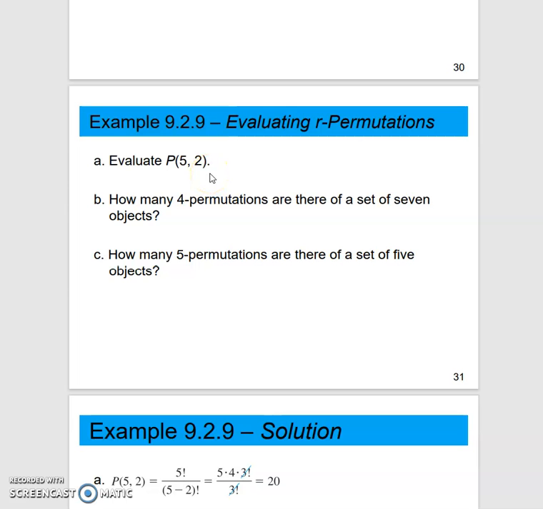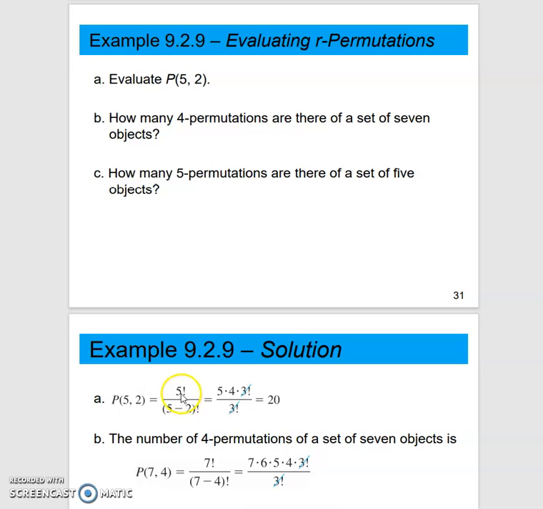So let's start with just a straight up computation. Let's find P of 5 comma 2. That means I'm going to do 5 factorial over 5 minus 2 factorial. You'll notice I'm simplifying it out. So 5 factorial is 5 times 4 times 3 factorial, and because I have a 3 factorial in the bottom, I can cross them out and get 20.